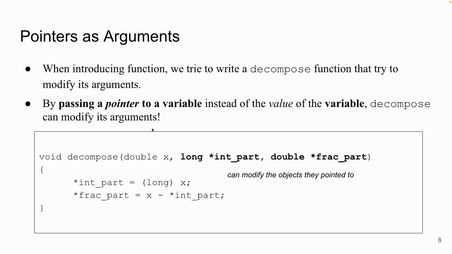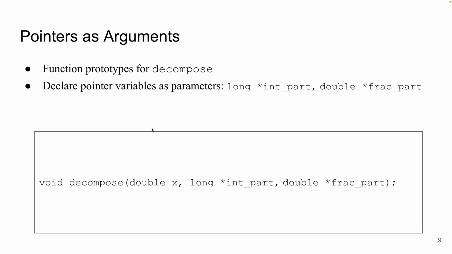So I have a more detailed explanation in the following slide, so don't worry about that. So first, let's check out the function prototype of these decomposed functions. Just as mentioned in the previous slide, we declare pointer variables as its parameters. We have two pointer variables here.